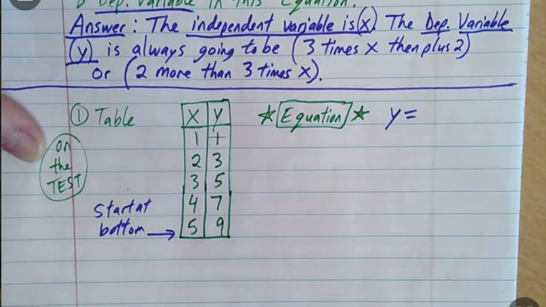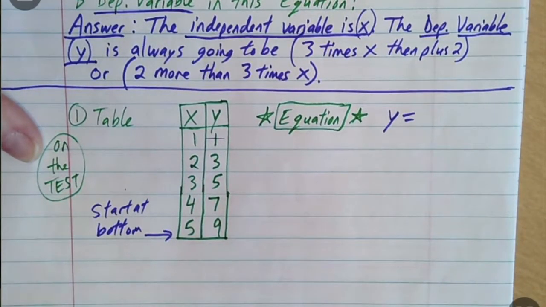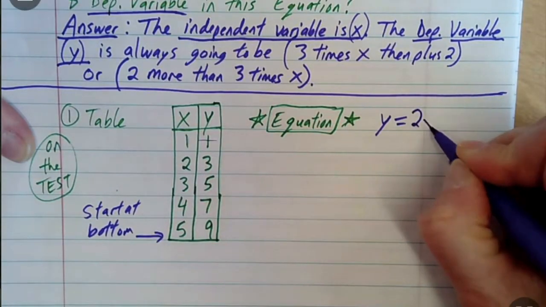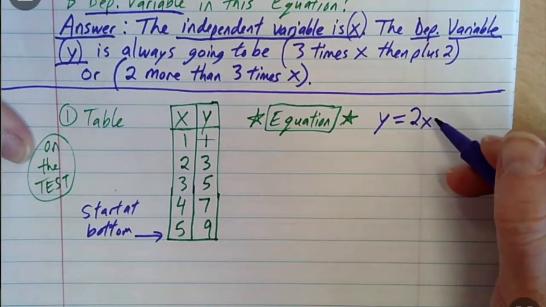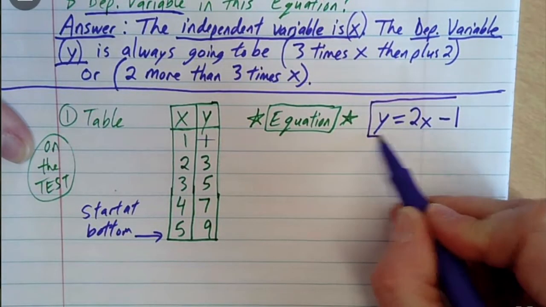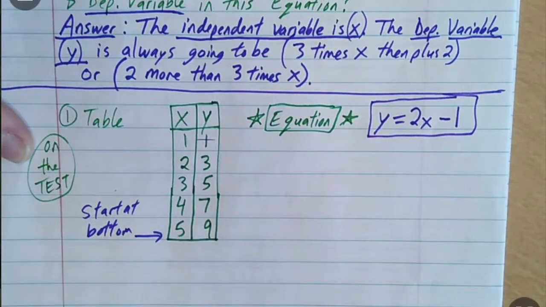You need to make sure it works all the way through the table. How do I do that? Well, if I think the y is that I'm taking x and doubling it, I would write that as 2 times x, I'm doubling it, and then I'm subtracting 1. I'm saying this should be my equation. This should work every single time to get y.